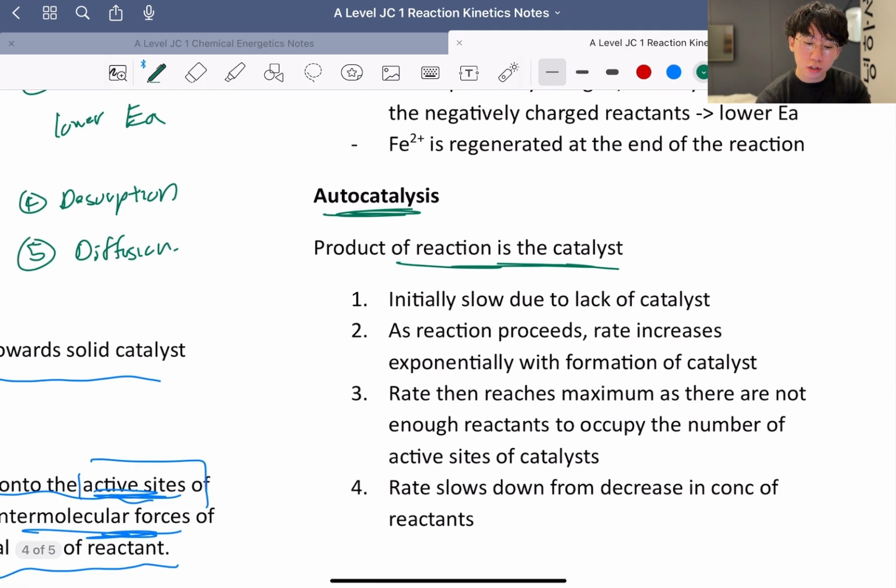So it's initially slow due to the lack of a catalyst, and then as my reaction proceeds, the rate will increase exponentially. And then it will come to a point where the rate reaches a maximum. And this is because there aren't enough reactants to occupy the active sites of your catalyst. Because of that, the rate slows down slowly as the reactants start to deplete.